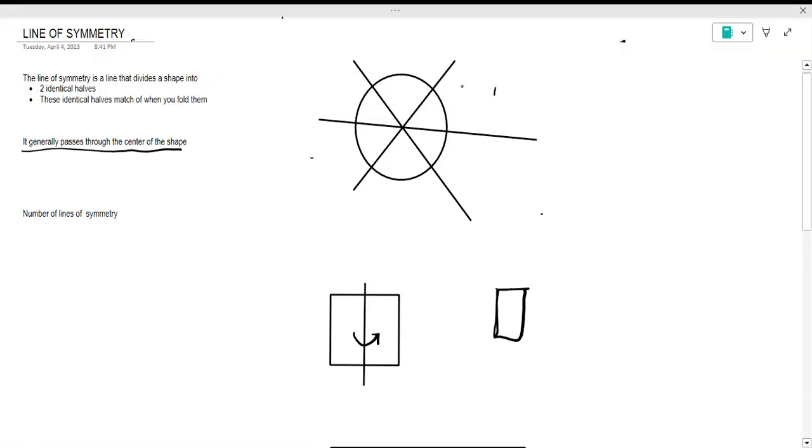So for a circle, you can say a circle has an infinite amount of lines of symmetry, because you can have so many lines.